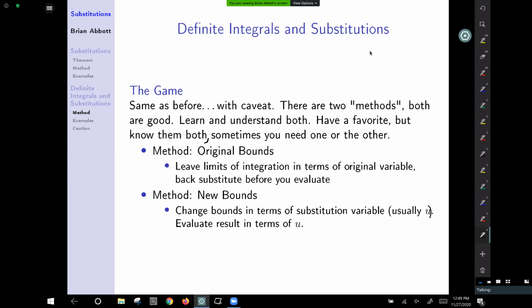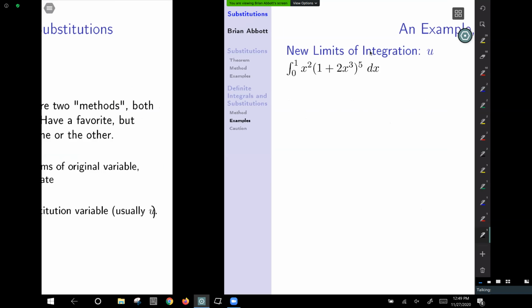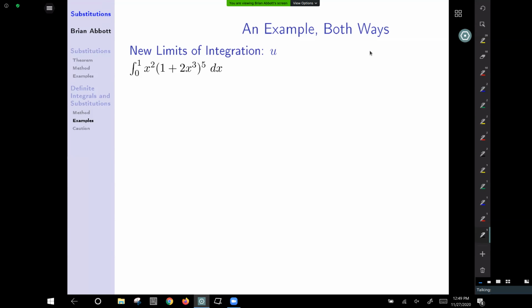And actually, I'm going to do this one first and this one second in the next couple slides. So our example, both ways. The first one, new limits of integration. Change your limits of integration into terms of u. So let's make our u substitution.